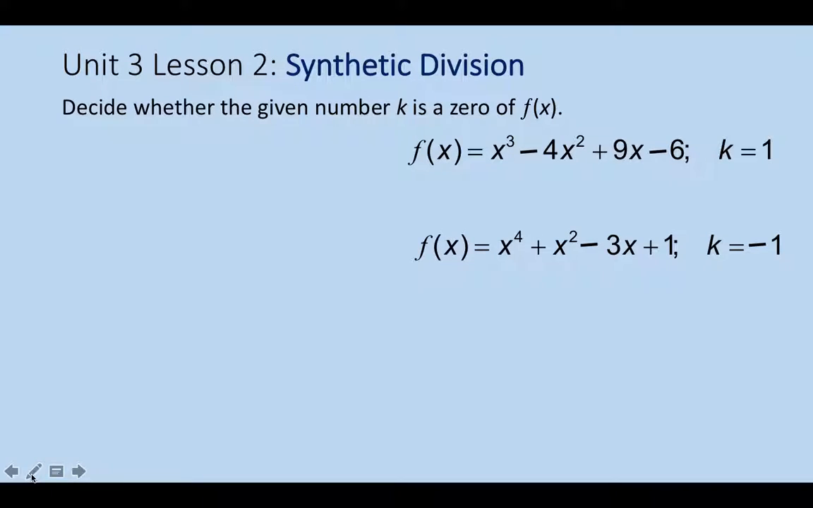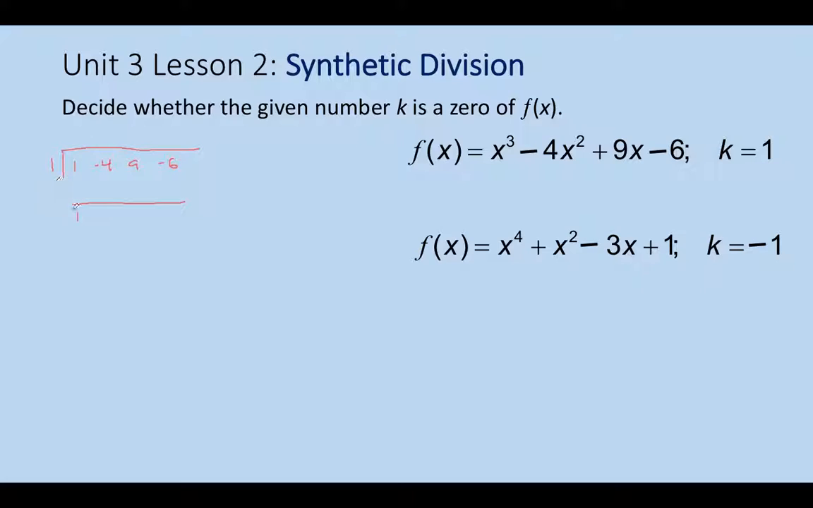All right, final thing here. Decide whether the given number k is a 0 or a solution or a root of f of x. And so what we're going to wind up saying here is, again, we don't have to change the sign because this is just the answer. So we'll just go ahead and plop down 1 right here, and we'll go with our coefficients. Doesn't look like we're missing any this time, and so we'll say 1, negative 4, 9, negative 6. And we'll do the same little process.